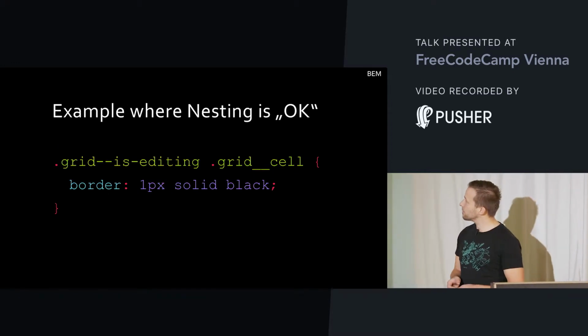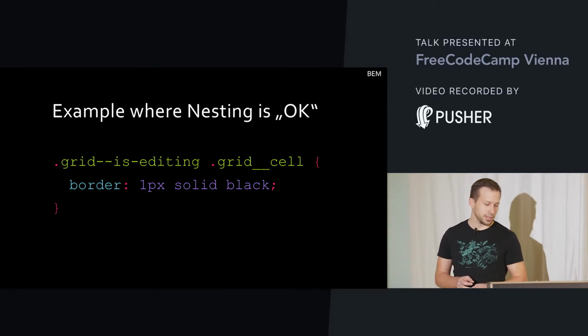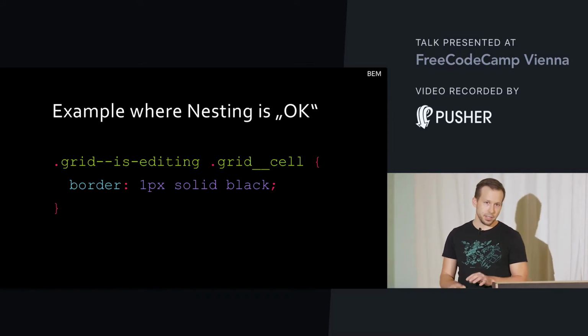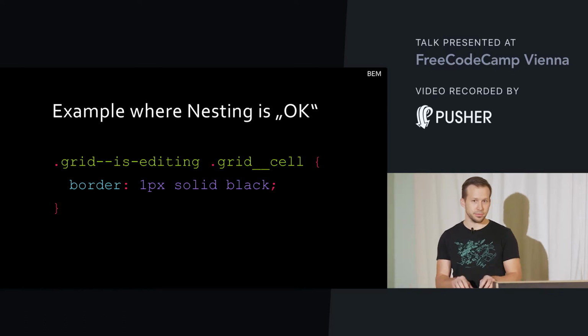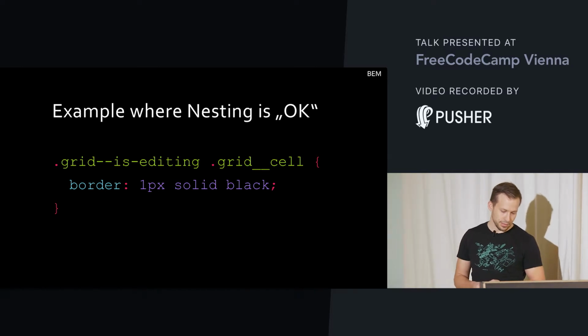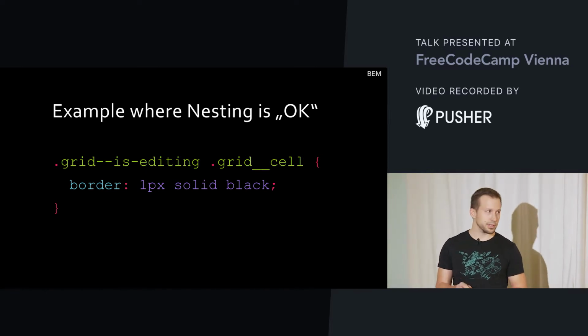One time when nesting is okay is when it otherwise would be very inefficient. For example, in our case, we have got a grid. Our grid is in the state editing. We are just editing some data in the grid. And we have grid cells as elements of this grid block. If we wouldn't nest this selector here, we would have to apply some kind of modifier to every single grid cell, which is very inefficient. For this case, it's okay to have some nesting here. But that's the only exception for when you should nest BEM selectors: when you have to do it for efficiency.